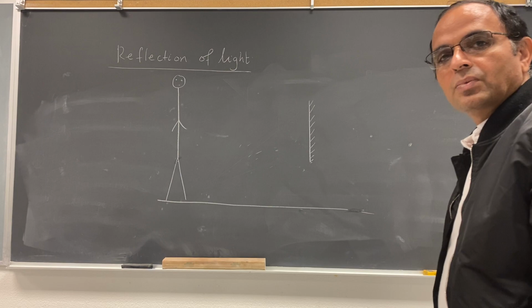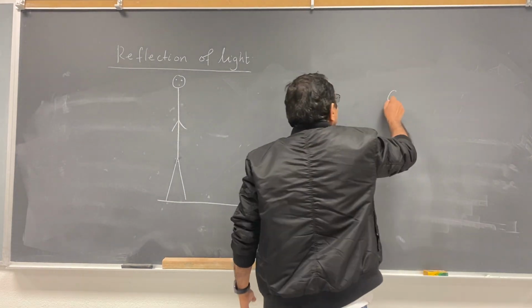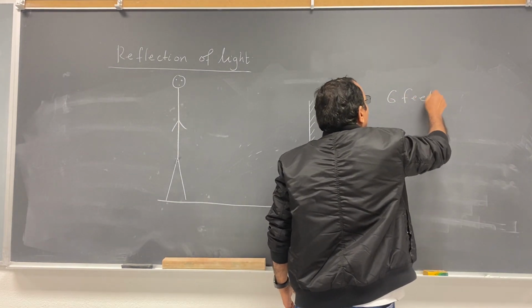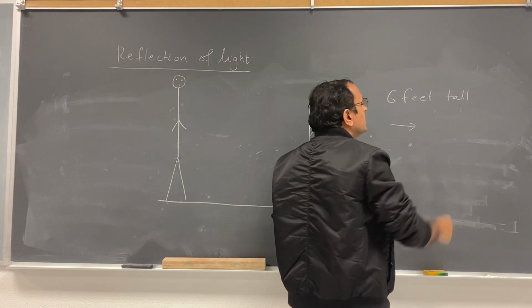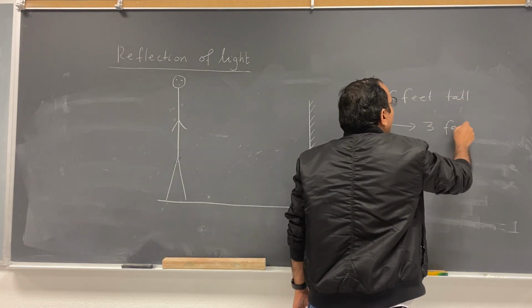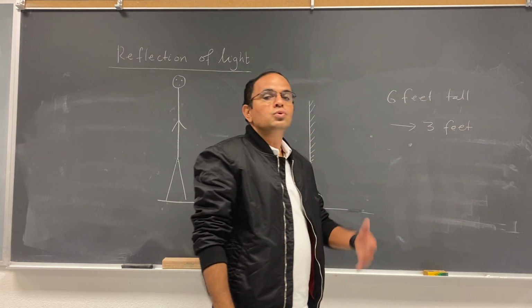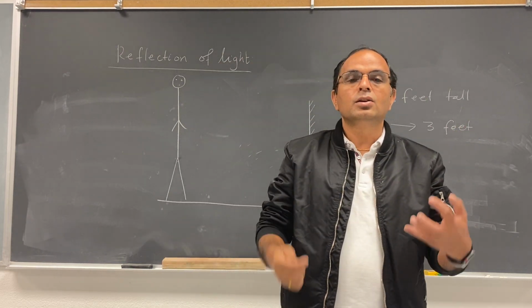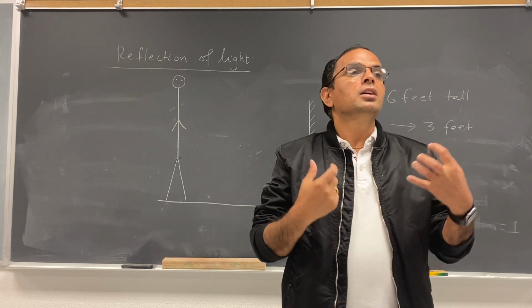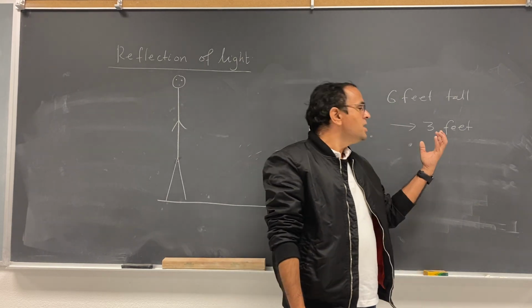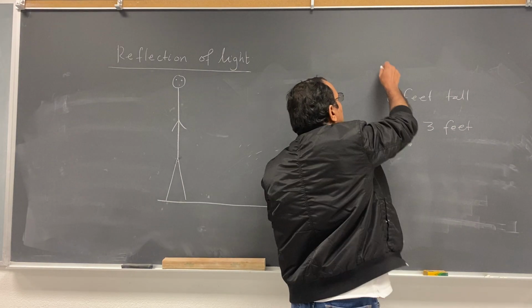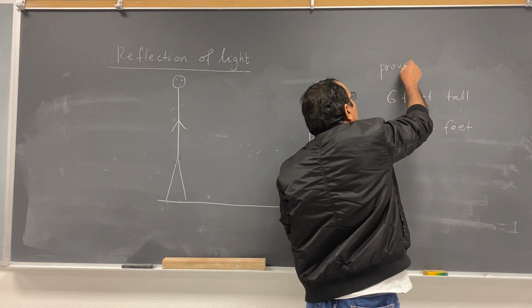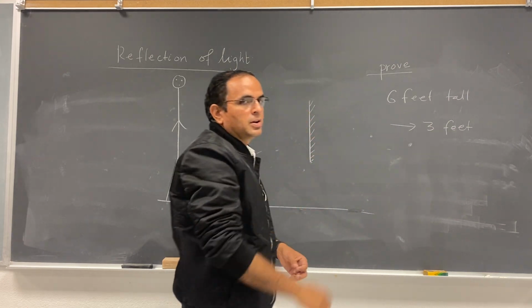3 feet. Let us suppose you are 6 feet tall, then the minimum size of the mirror you need is 3 feet, half of your height. To see your full image, you need the mirror. The minimum size of the mirror must be 3 feet tall. Please prove this. I leave this for you guys.